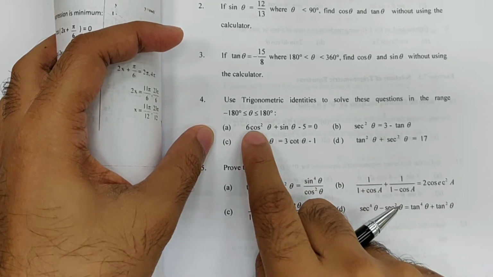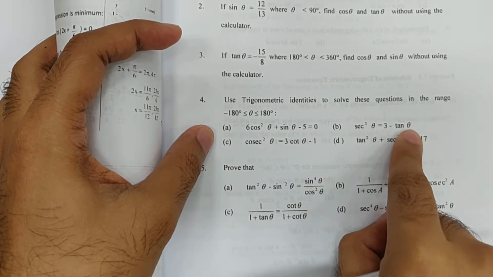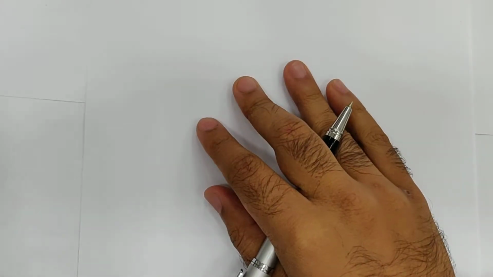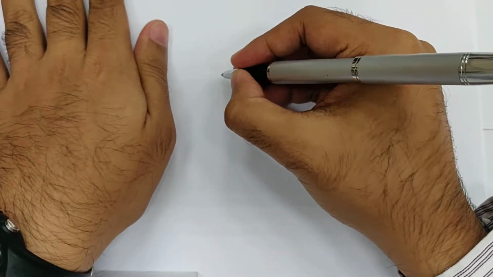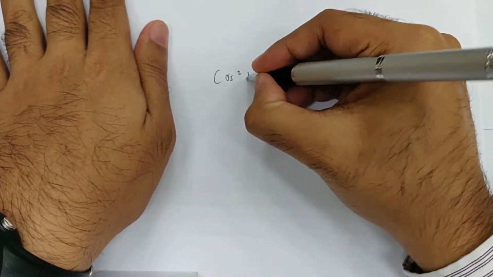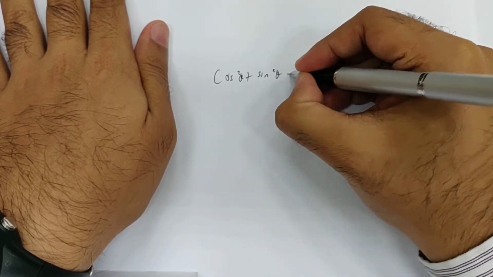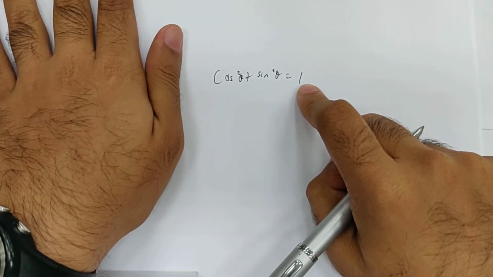The thing is, if you see here, this is cos squared, then there's only sine one. There's sec squared, only tan one. Alright, do you remember this formula? Like it or not, you need to memorize this formula. Cos squared theta plus sine squared theta equals 1. Like it or not, you must memorize this.